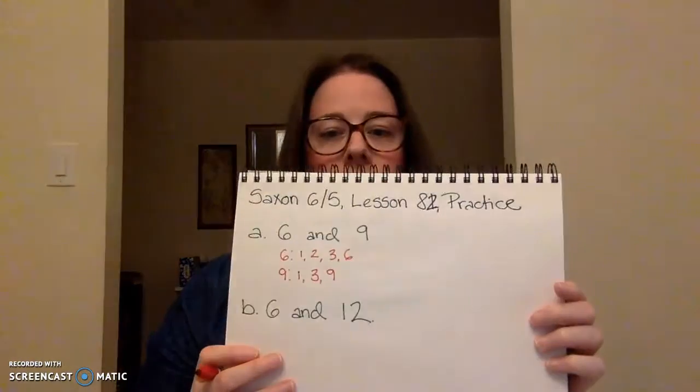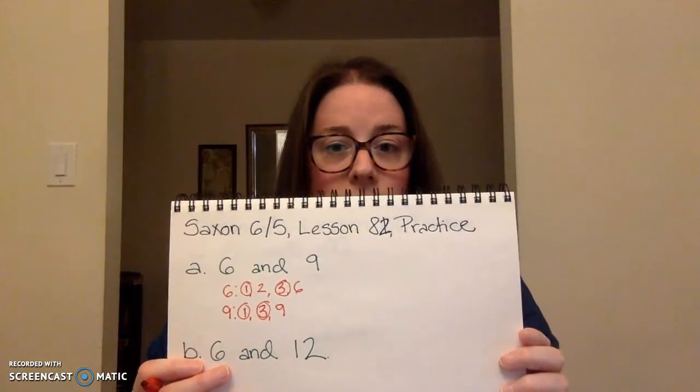So let's look at our practice set. We're going to find the greatest common factor of each pair of numbers. We're starting with 6 and 9. We're going to list the factors of 6. The factors of 6 are 1, 2, 3, and 6. The factors of 9 are 1, 3, and 9. All right, so those are my factors. I'm going to identify my common factors. My common factors are 1 and 3. Therefore, my greatest common factor is 3.